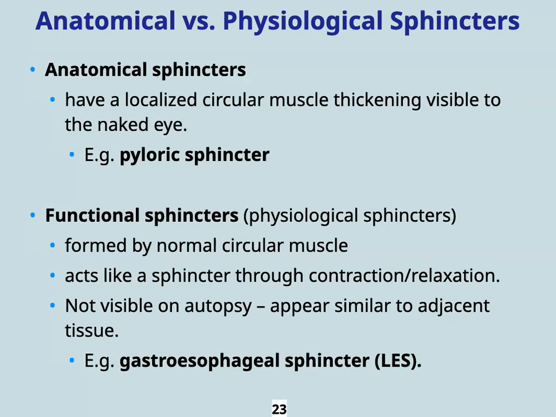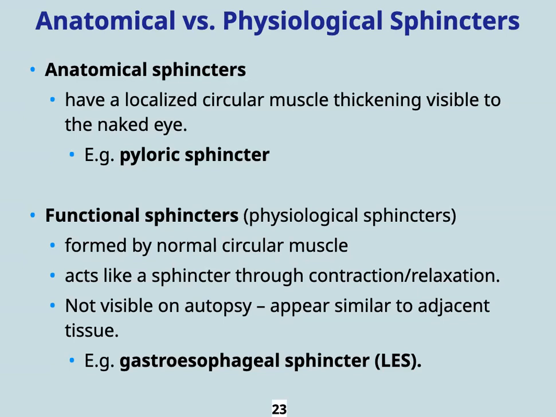Now, a quick distinction between anatomical versus functional or physiological sphincters. Anatomical sphincters work by contracting a thickened ring of muscle. And this thickened ring of muscle is generally visible with the naked eye, no matter what state the sphincter is in, and it can be identified during an exam. So an example of that is our pyloric sphincter that separates the lumen of your stomach from the lumen of your small intestine.